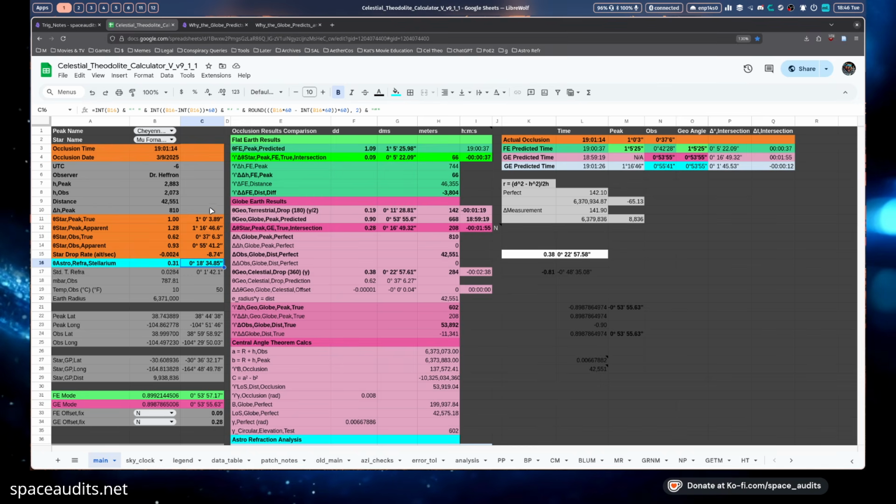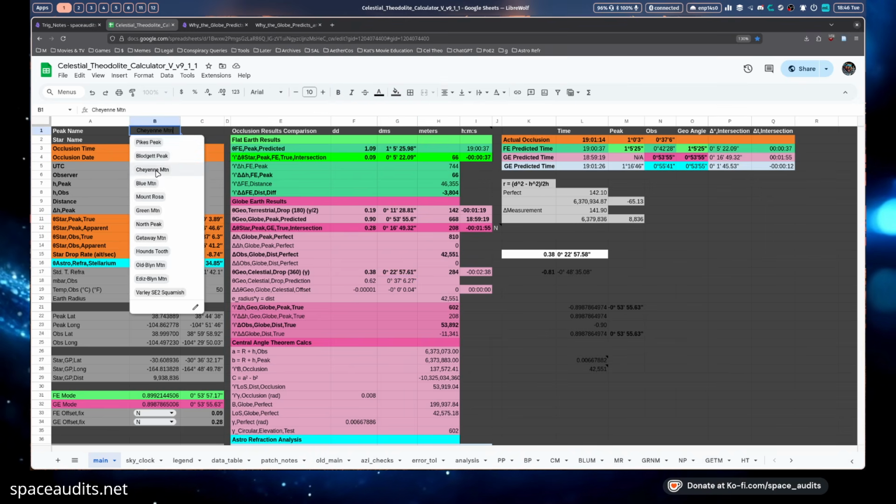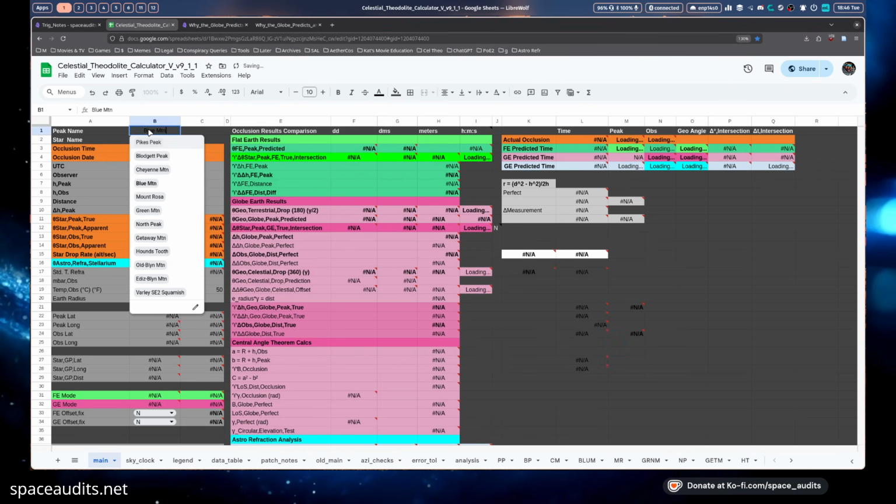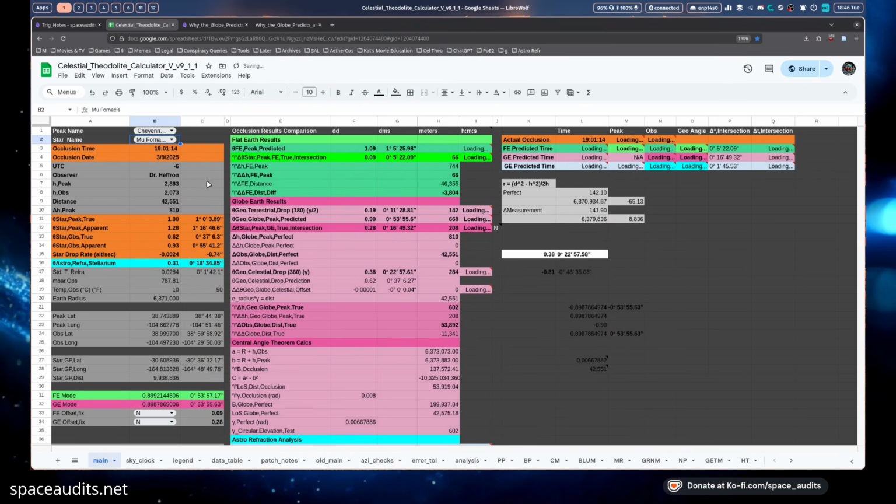And when it gets to these crazy ones where it's 18 arc minutes and the central angle here is 22, they're basically saying that there's no drop over distance at all. Wait, go back to that one. I gotta see that one real quick. What is that? Cheyenne Mountain? Yeah, Cheyenne. They say that there's all this refraction, but when we subtract the position at the time of occlusion, from the true position at the peak, from the true position of the observer, we get the full central angle.